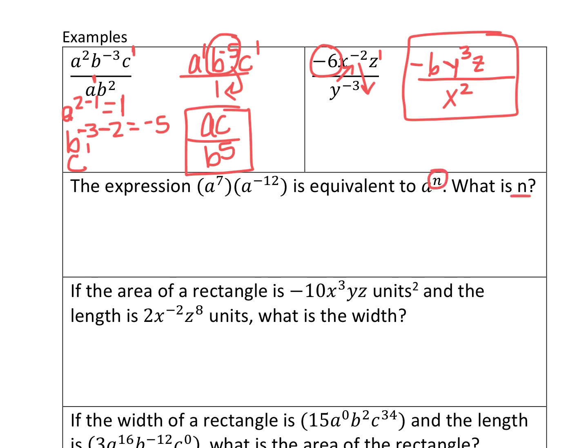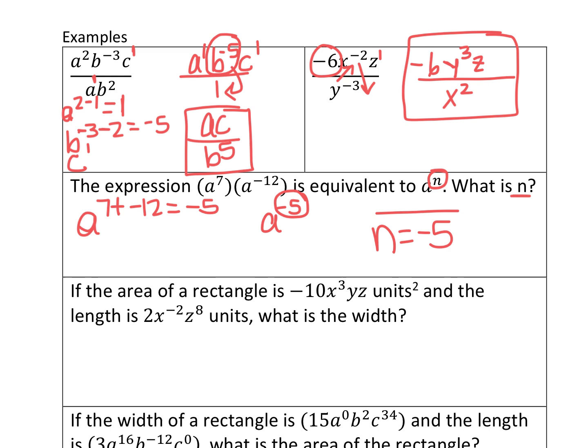So we're going to simplify this, and they're asking us what n is. Well, n is that exponent. We talked about a couple of days ago that when we are multiplying, we need to add our exponents. This does happen to be a negative 12, and that's fine. 7 plus a negative 12 is a negative 5. So if I have a to the negative 5, I don't actually have to flip this one because it doesn't show as a fraction. And the n was my exponent, so all I would want here is that n is negative 5.